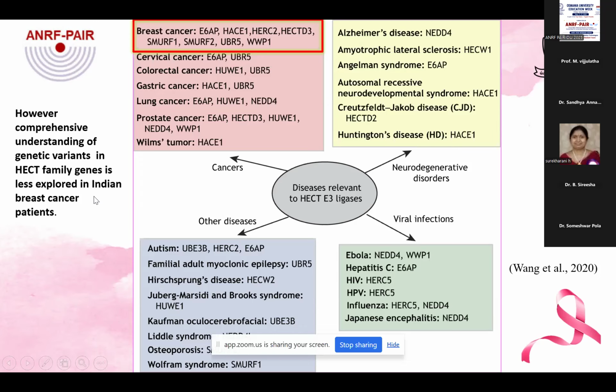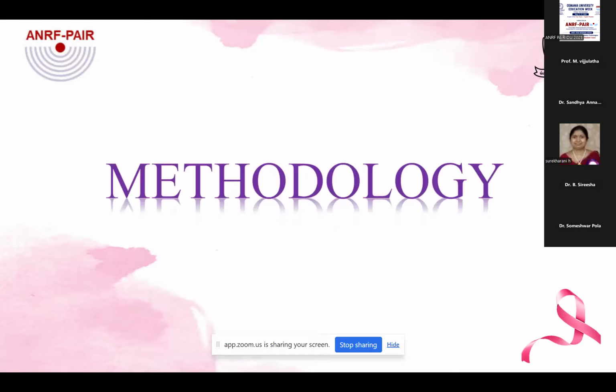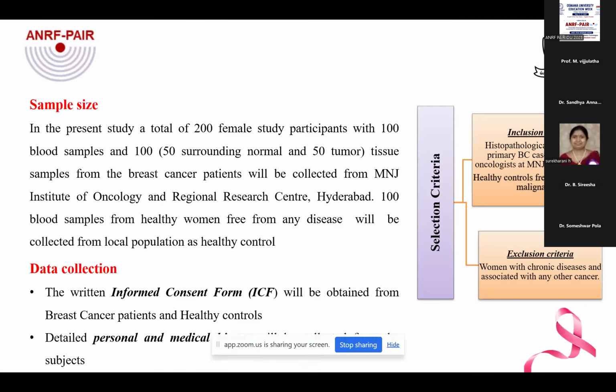Therefore, the present study has been taken to identify the genetic variants which have been associated with Indian breast cancer patients. So the methodology adopted for the present study is that a total of 250 female study participants, with 100 blood samples and 100 tissue samples, that is both 50 surrounding normal and 50 tumor tissue samples, will be collected from the MNJ Institute of Oncology and Regional Cancer Centre, Hyderabad. And also 100 blood samples from healthy women who are free from any disease will be collected from the local population as healthy controls.